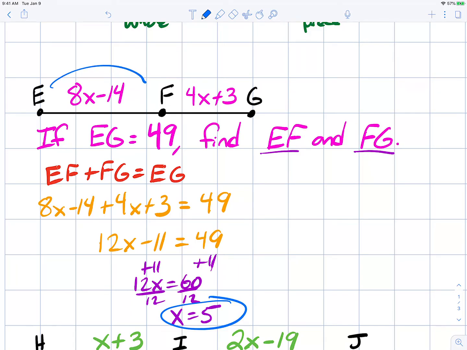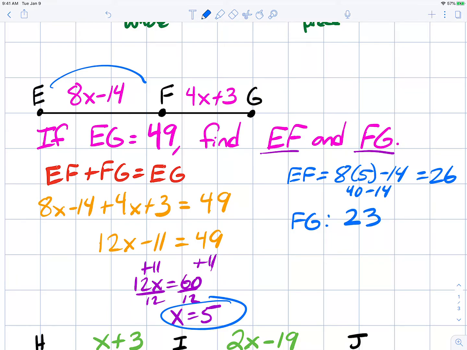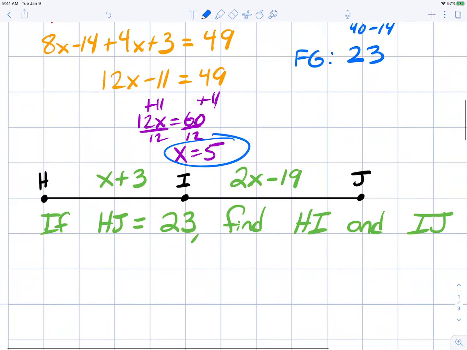So if from E to F is 8x minus 14 and x equals 5, then EF is going to be 8 times 5 minus 14. 8 times 5 is 40, and 40 minus 14 gets us 26. And then FG, you have a couple of options. You can either just do 49 minus 26, because you already know the whole thing is 49, and the piece is 26, to get 23, or you can plug x in and go 4 times 5, which is 20, plus 3 is 23. Let's try another one.